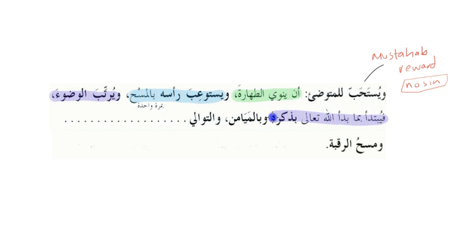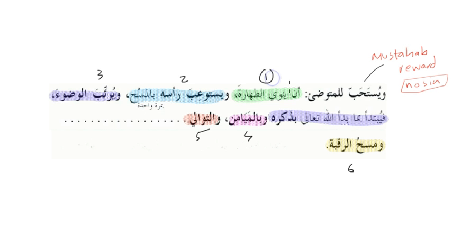فيبتدئ بما بدأ الله تعالى بذكره. That's all part of it. And then number 4, بالميامن. And then number 5, بالتوالي. And finally number 6 is masu raqaba. So there are 6 things that he mentions here which are considered to be the mustahab actions. So let's look at each one of them.